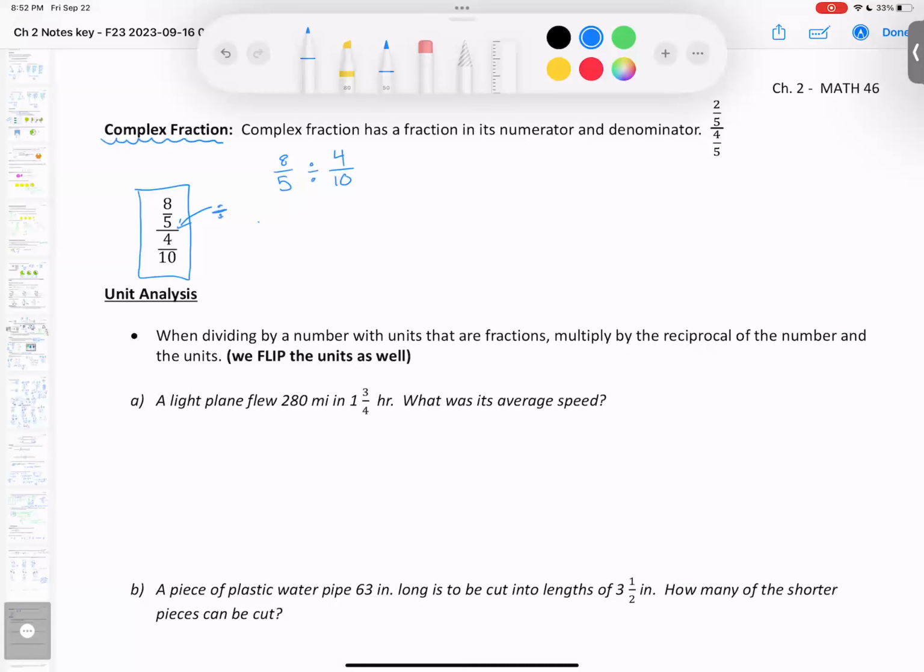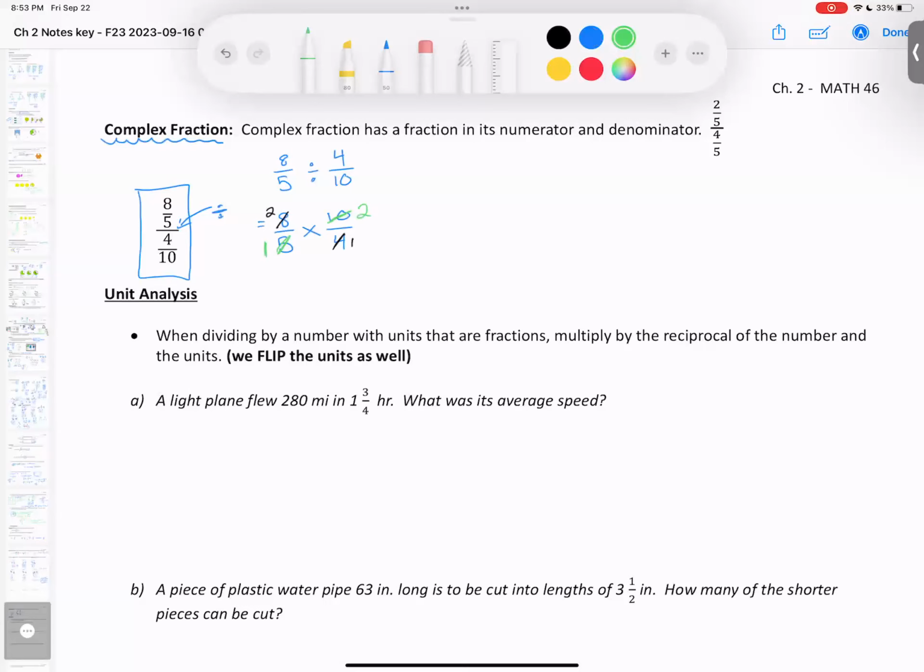Now we're going to change to multiplication and take the reciprocal of that second fraction. And then let's do some cross simplification here, because I can see I have an 8 and a 4, and both of those are divisible by 4. So 8 divided by 4 gives me 2, and 4 divided by 4 gives me 1. I also have a couple numbers divisible by 5. So this 5 we could divide by 5 to get 1, and this 10 we could divide by 5 to get 2.